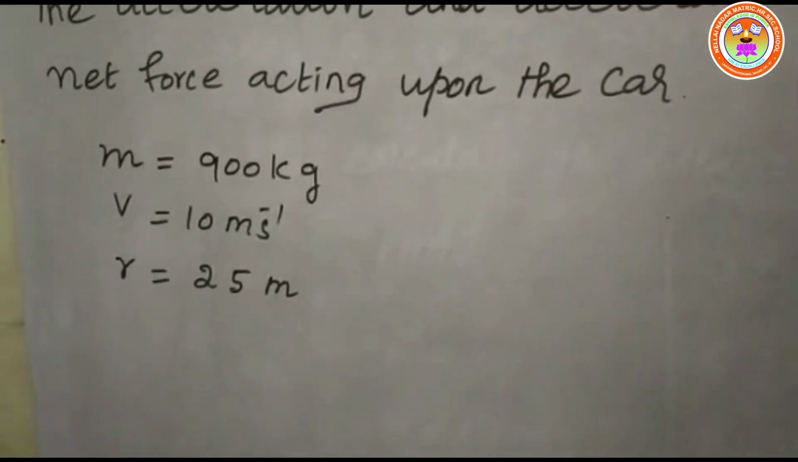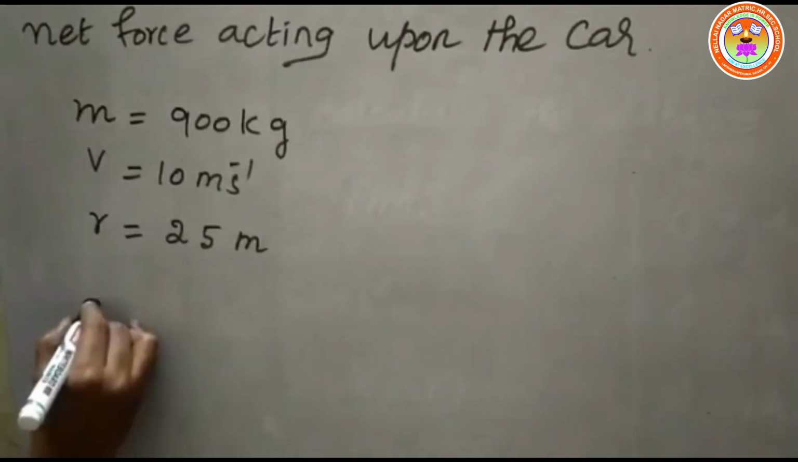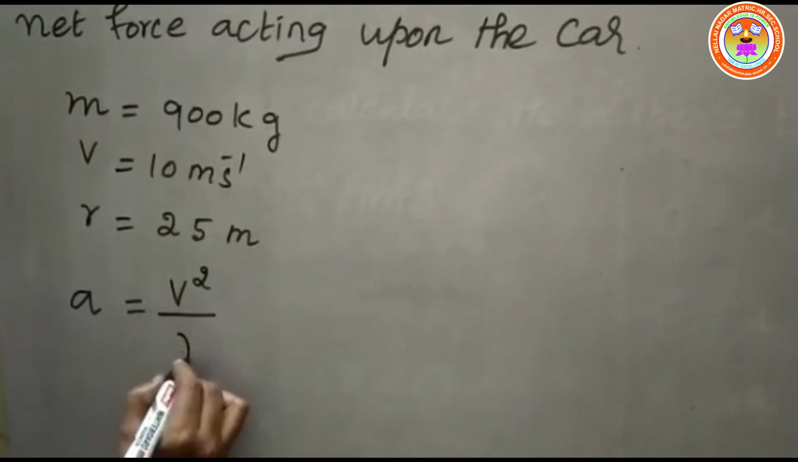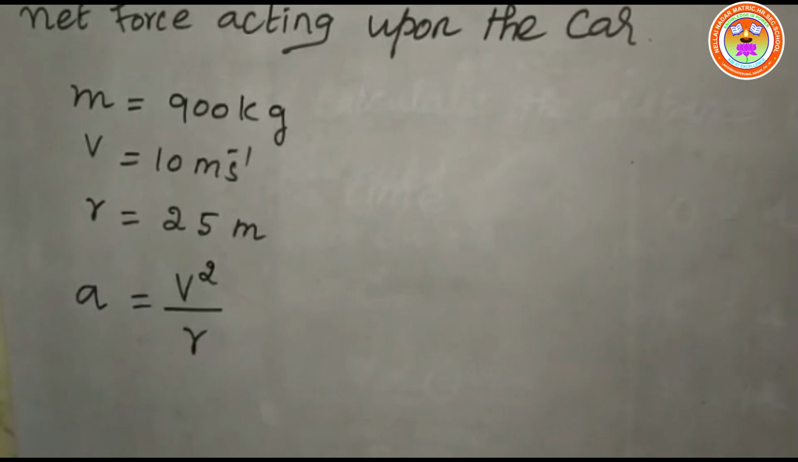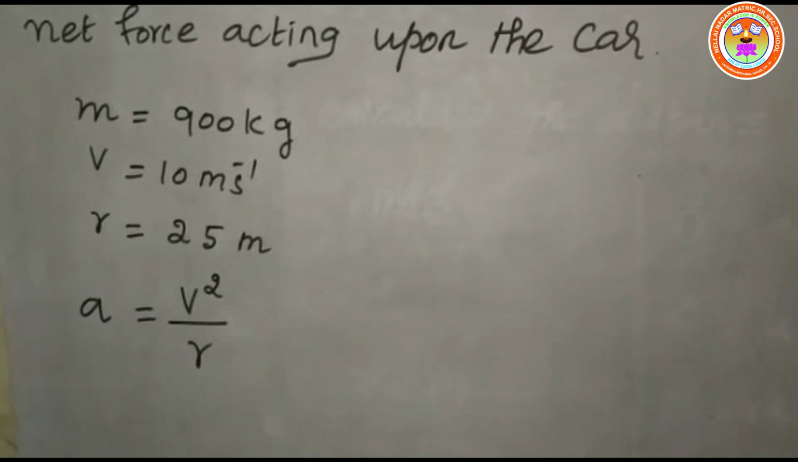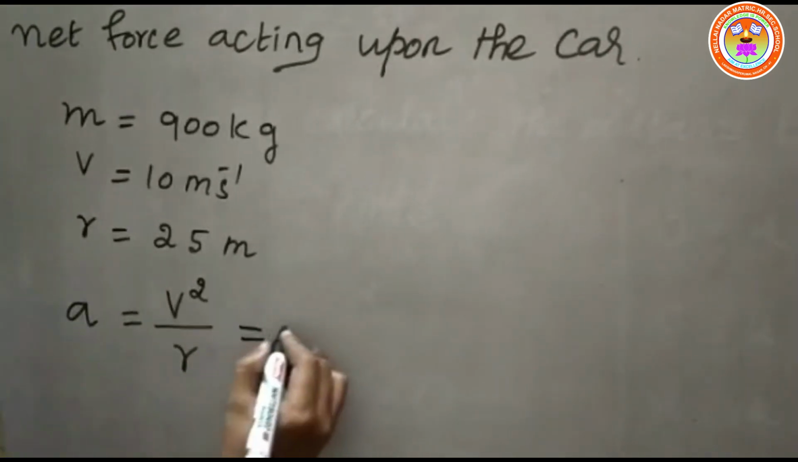The acceleration. The acceleration is nothing but the centripetal acceleration. Already we know the formula. Centripetal acceleration is equal to v squared by r. v is the velocity or the speed of the car and r is the radius of the circular path. Now we have to substitute the values. So what are the values? v value is given, 10.